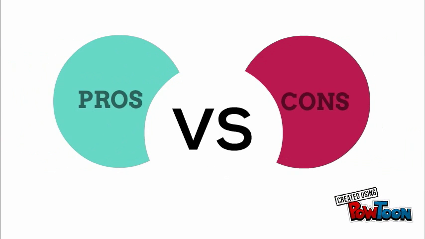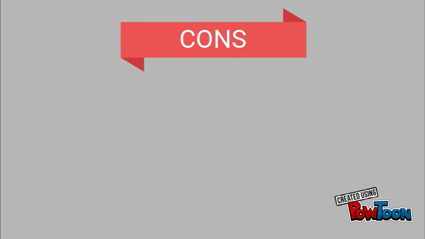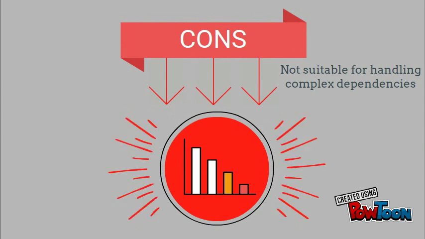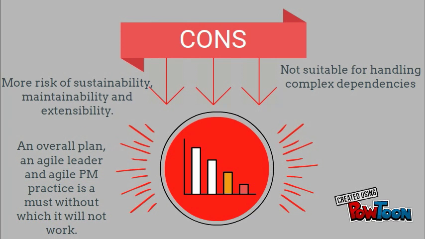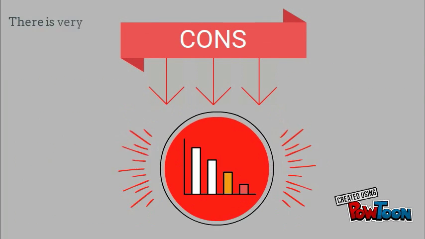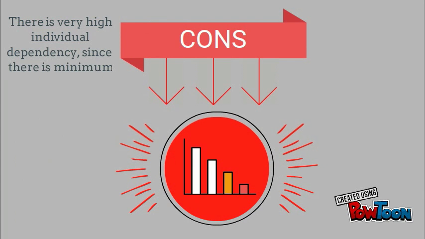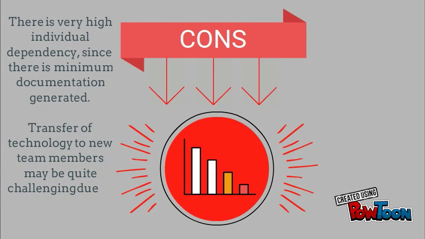Now, the Agile model has pros and cons like all the other models, the cons being things like not suitable for handling complex dependencies, more risk of sustainability, maintainability and extensibility, and an overall plan. An Agile leader and Agile PM practice is a must, without which it will not work. Now, the Agile methodology is a very high individual dependency since there is a minimum documentation generated. Therefore, the transfer of technology to new team members may be quite challenging due to lack of documentation.